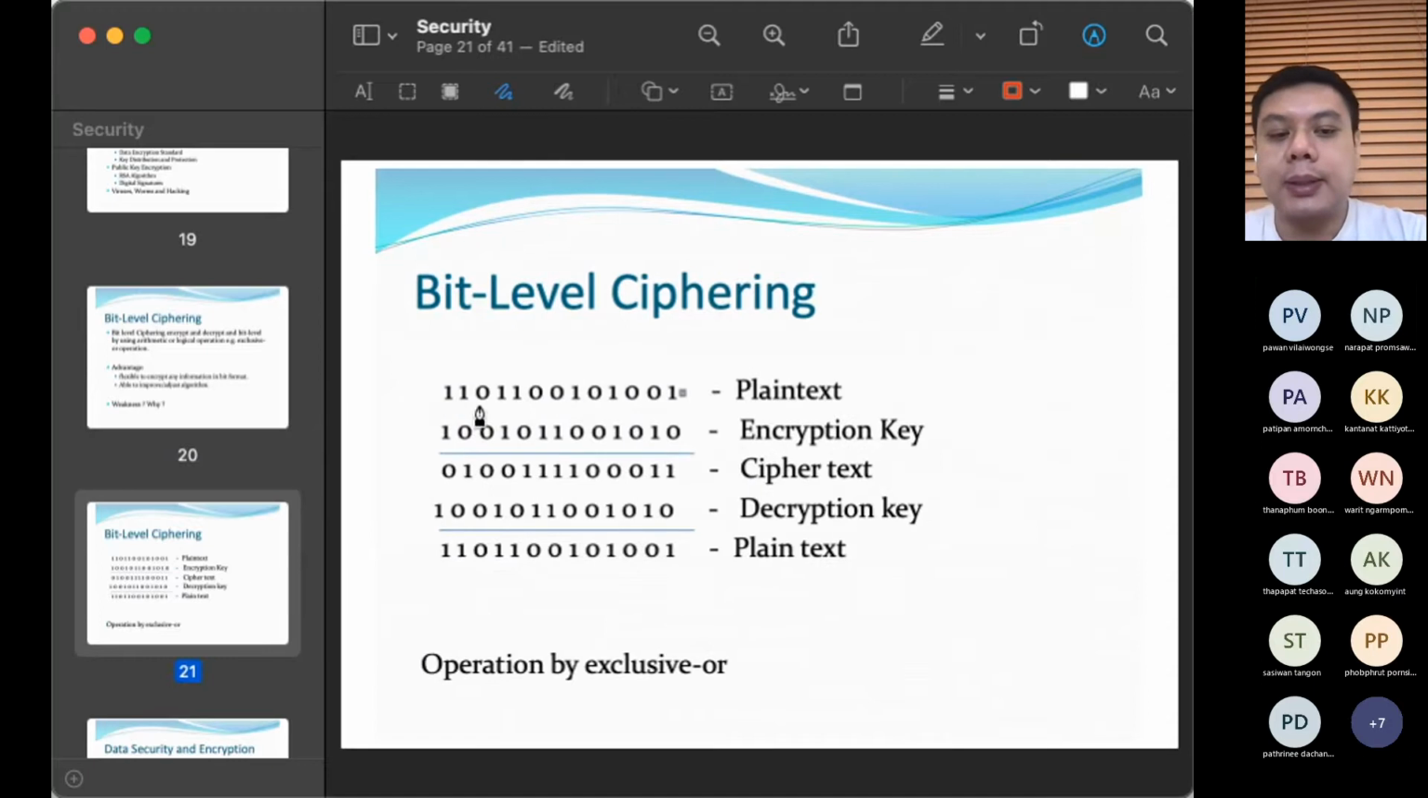So the plain text is going to be broken down into the bit level, like this: 1110 and so on. Then you have an encryption key, and you process it, based on a mathematical protocol, and you get ciphertext. So you can see the plain text and the ciphertext are different. We use the ciphertext to send along the network, and the receiver has a key to work with the ciphertext and come back with the plain text.